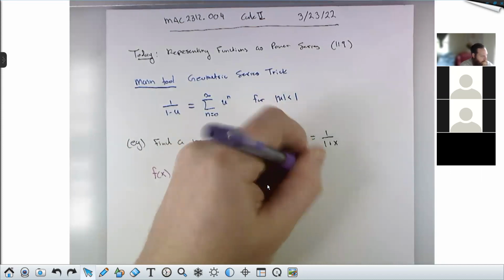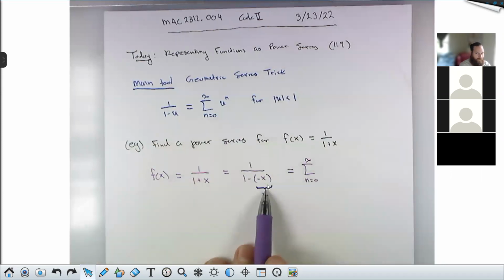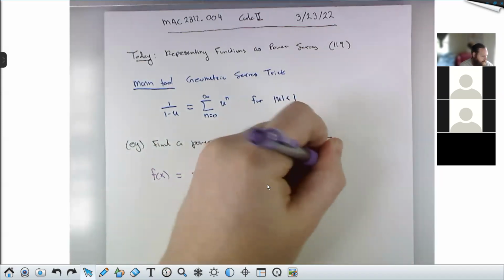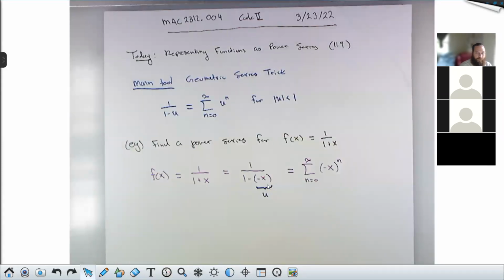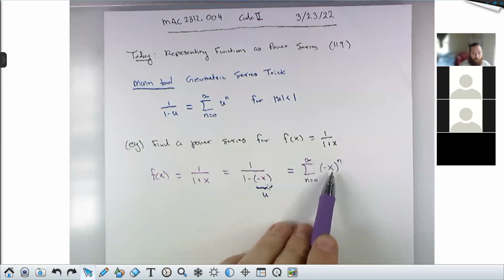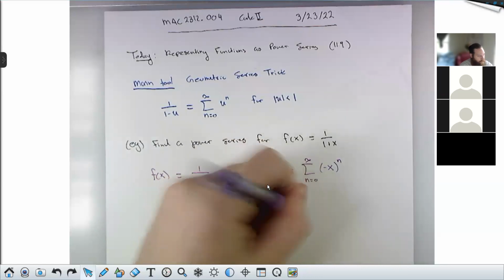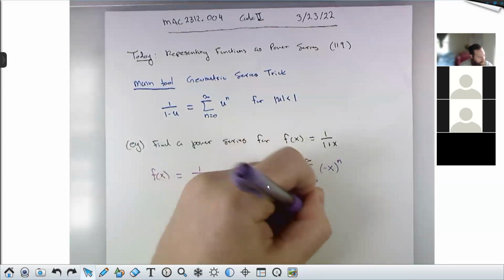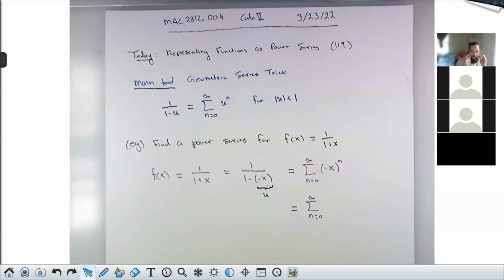The series would be sigma n from 0 to infinity, u to the n, but u is negative x. So this is negative x to the n. Now that doesn't look like a power series yet, right? This isn't in that form that we gave in the definition of a power series. So we always want to simplify these things to write them in that standard form, like Cn times x minus a to the n.